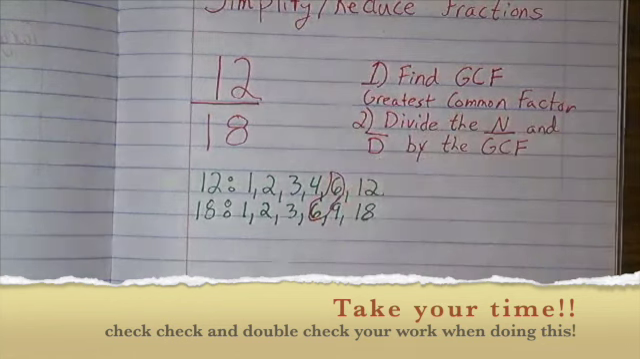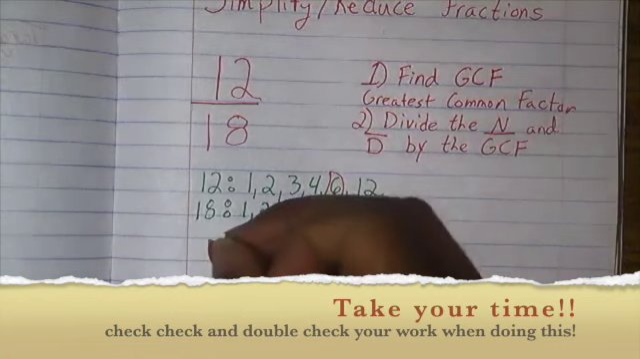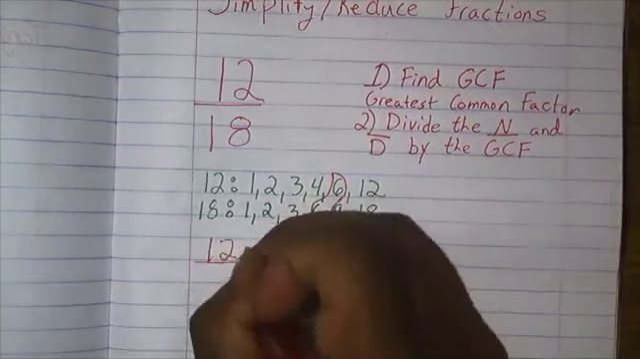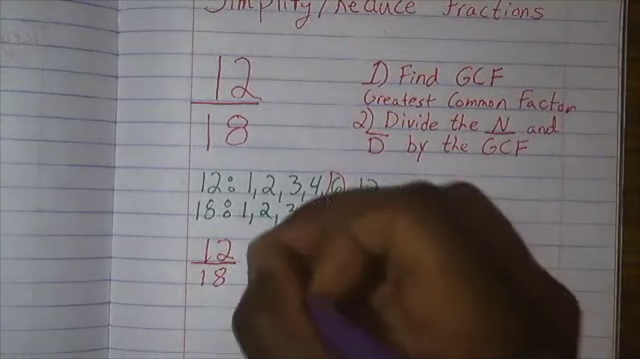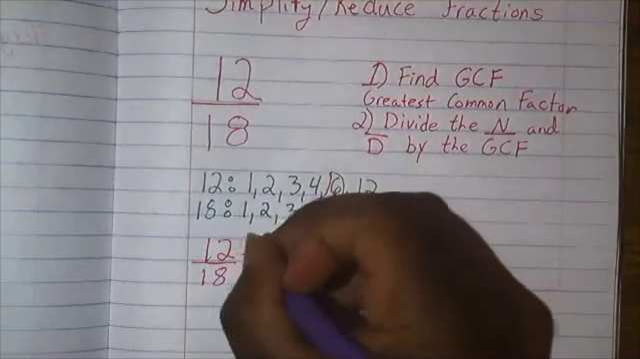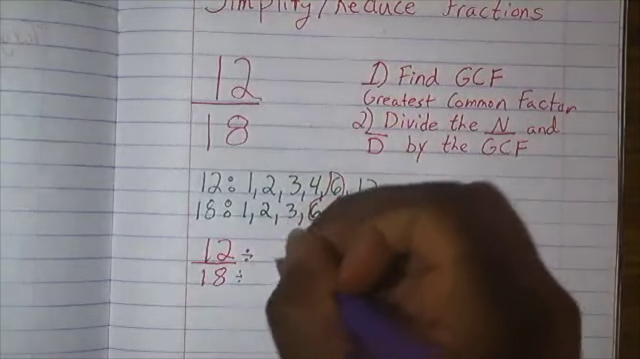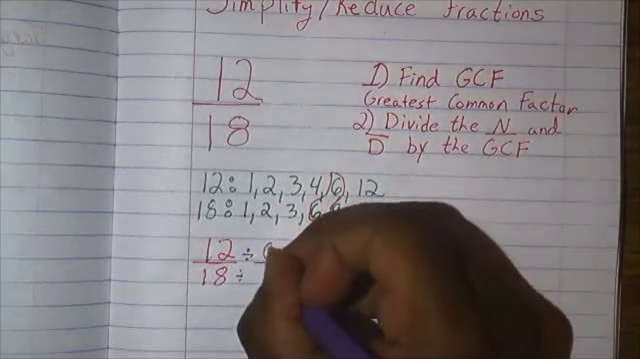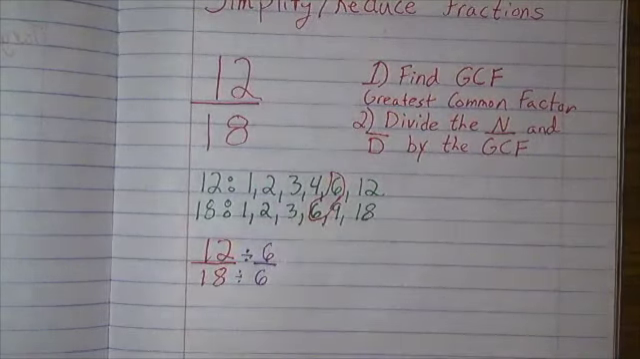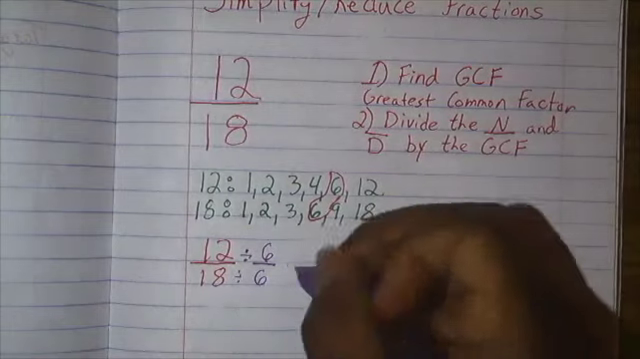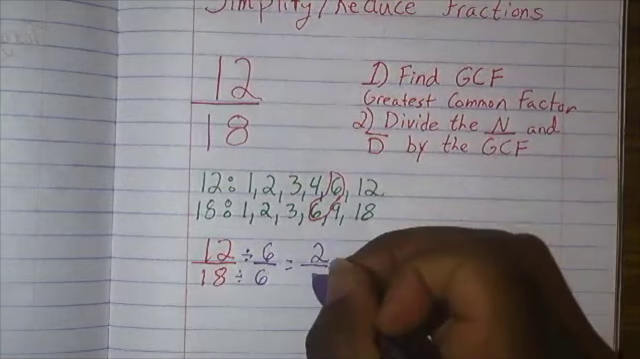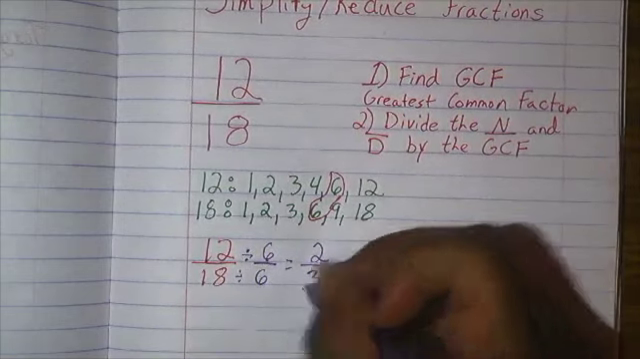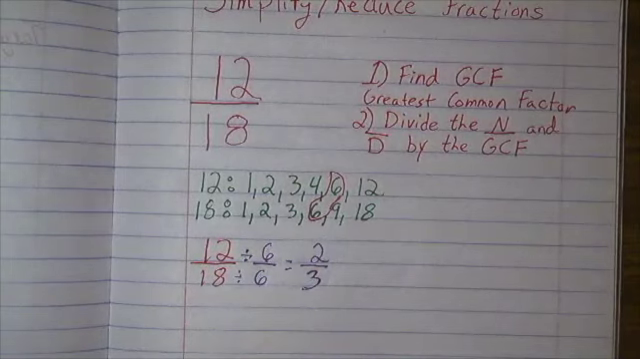So now that I know that a common factor they both have is 6, I'm just going to take my 12 and my 18, and I'm going to divide them both by 6. And remember, when we divide them both by 6/6, that's basically saying it's divided by 1. So that's how we can find those equivalent fractions, right? So 12 divided by 6 is equal to 2, and 18 divided by 6 is equal to 3. So reducing or simplifying 12/18ths would give us 2/3.